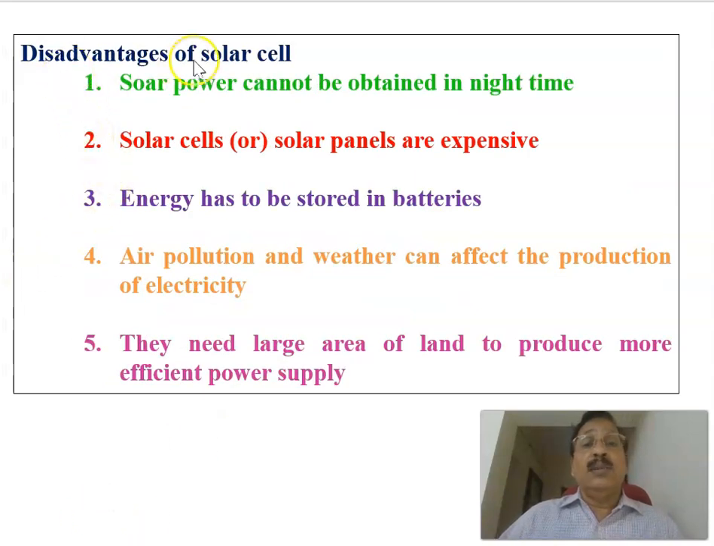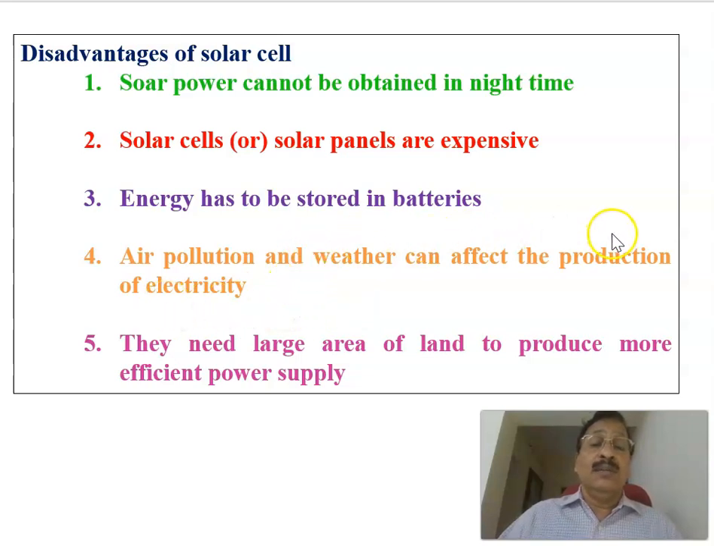Now coming to the disadvantages of the solar system: solar power cannot be obtained at night, it is available only during the daytime. Solar cells or solar panels are a little expensive, but nowadays the price is coming down. The energy produced has to be stored in batteries, energy storing devices. Air pollution and weather can affect the production of electricity. The pollution will affect the production of the electricity.